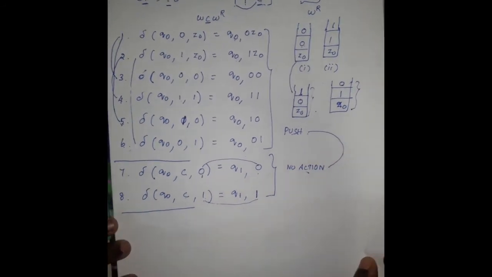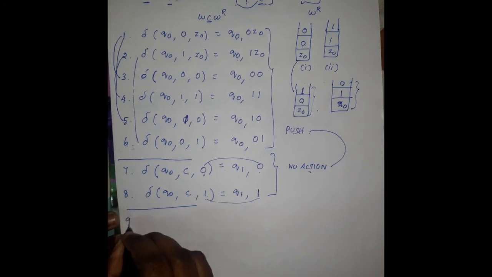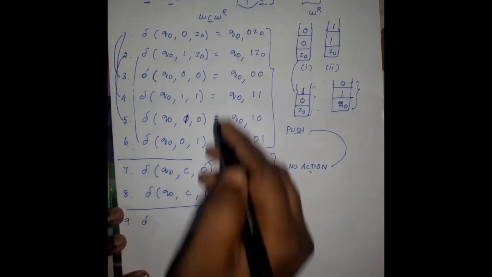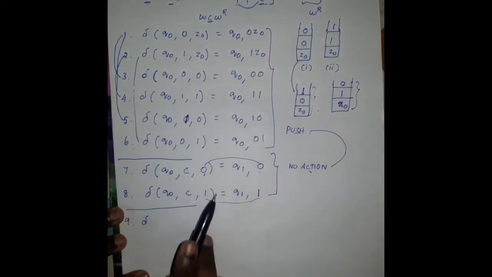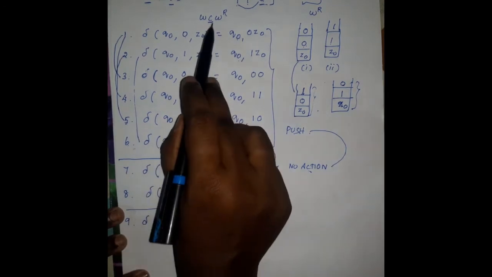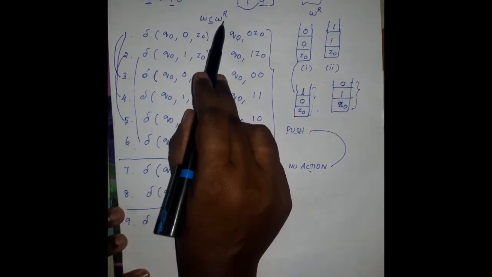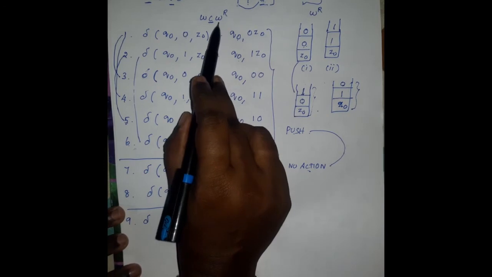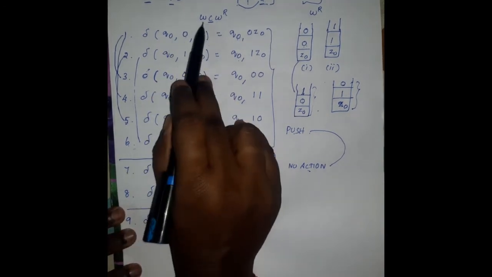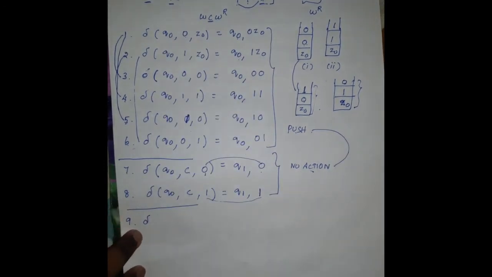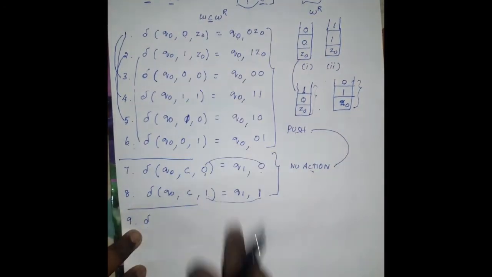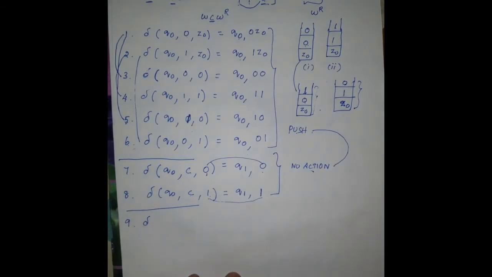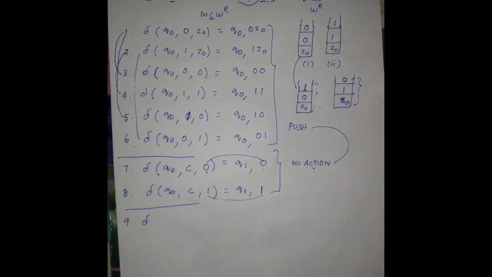After that, you can write the transition function for the pop operation, because this part was for W, and this part was for the separator symbol. After that, we can write the transition function for W power R. It is very simple, because W can have many cases, since it can start with 0 or 1. W power R has only 2 cases, because W power R either starts with 0 or starts with 1, right?